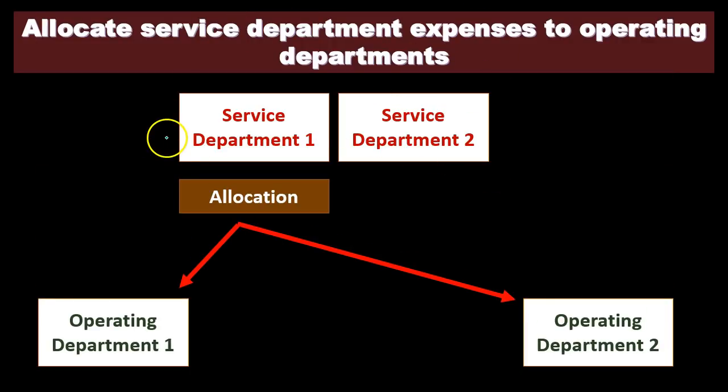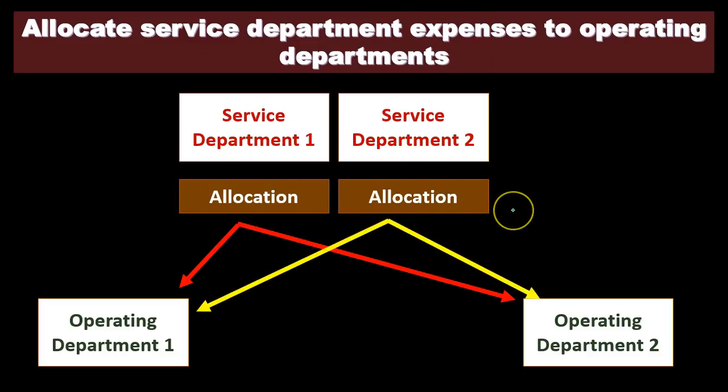So for Service Department 1, we're going to use some type of allocation method because the service department is most likely benefiting the 2 operating departments. So we'll have to use some type of activity base, some type of method, to take the total cost of the service department and allocate it between the operating departments. And we'll do the same for Service Department 2. We'll say, okay, these are benefiting both departments. How can we take some type of activity base and allocate these costs between the operating departments?